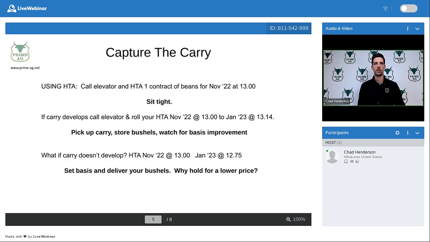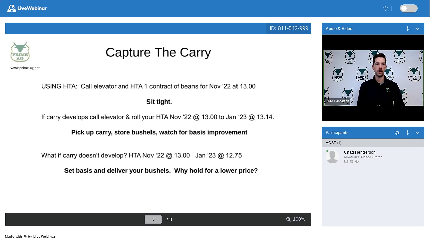Okay, so here we are using the HTA as an example. This will probably be most familiar to most of the guys watching this. What you're going to do is call your elevator and you would HTA, hedge to arrive, one contract of beans, which covers 5,000 bushels. You're going to do that for NOV 22. And for this example, let's just say prices are at 13 bucks. Then you're just going to sit tight. You're going to see what the market does.